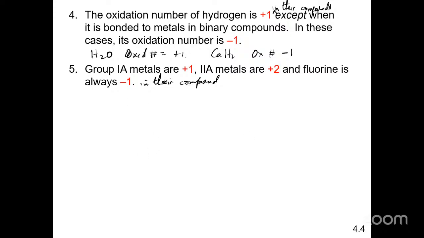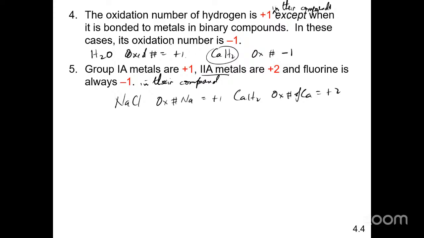So, for example, in the case of a group 1A metal, if you have sodium chloride, that's a good example, right? The oxidation number of sodium would be equal to +1. In the case of a group 2 metal, let me put this example down here, the oxidation number of calcium is equal to +2, because calcium is in group 2A.